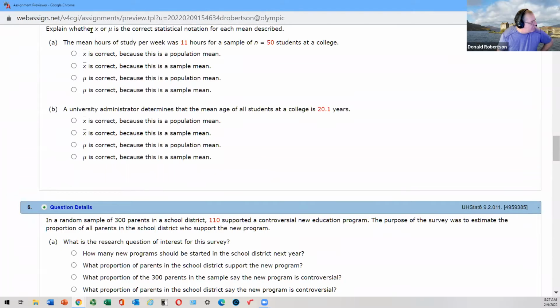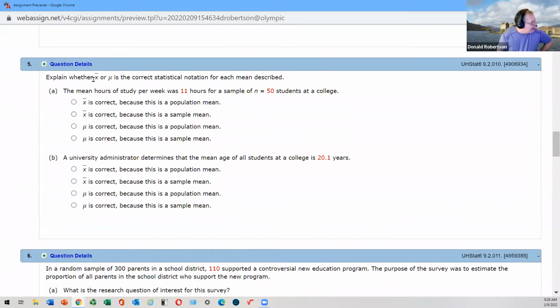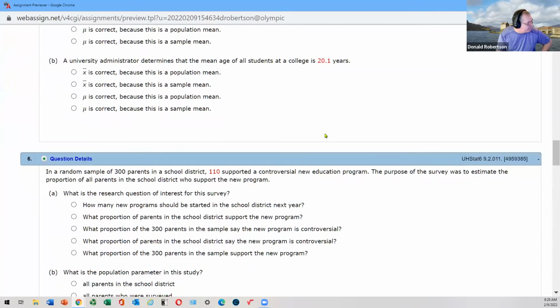Okay, this one is going to be an X bar or a mu. When you see those symbols, doesn't it mean you've collected the mean, right? You found 200 people and found their average, right? The mean. If it says X bar, it's a sample. And if they use mu, it's a population. So a university administrator determines that the mean age of all students at the college is 20.1.